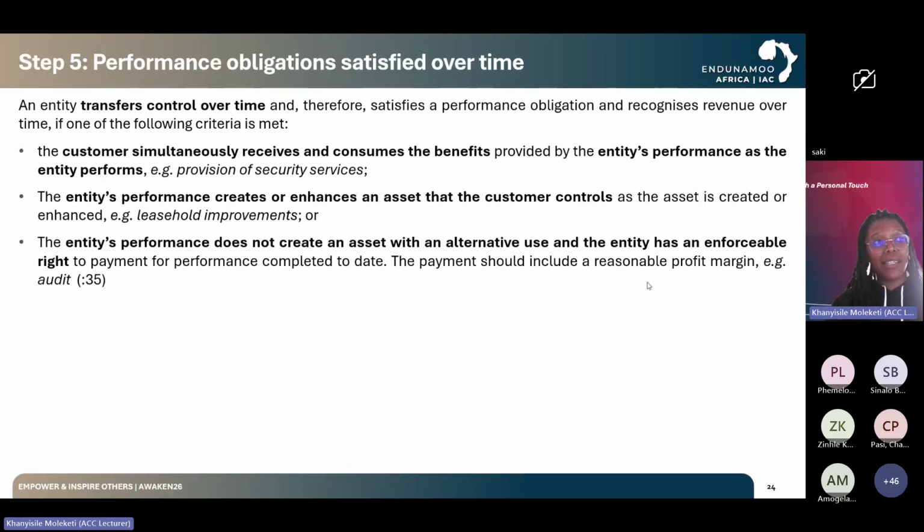Then the last part, and it's an and, right? You've got an enforceable right to payment for performance completed to date. Meaning, if the customer cancelled, so you've worked 20% of the contract, the customer cancelled at 20%, you've got a right to payment. And that payment must cover at least the costs you've already incurred, plus a reasonable margin. A reasonable margin does not mean the exact margin you're going to earn upon completion, but it must be a margin in line with other contracts in this line of business.